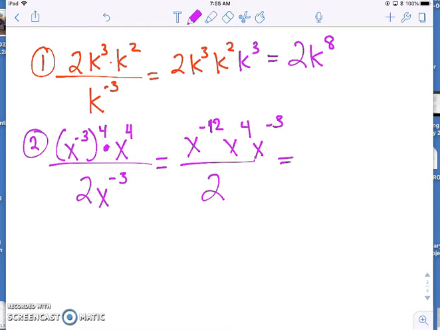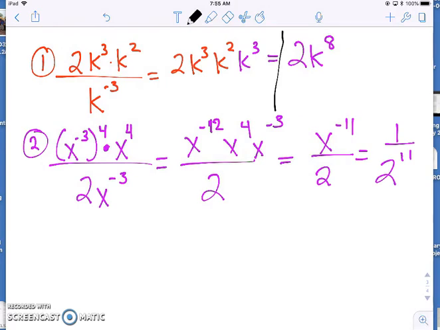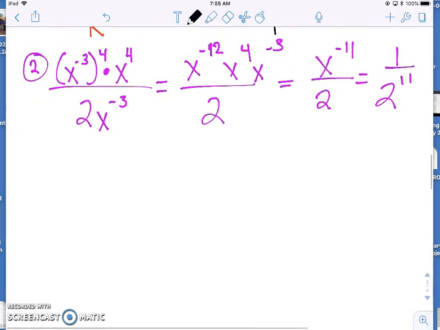Let's see if we add these together. Negative 12 plus 4 is negative 8, minus 3 is negative 11. So x to the negative 11 over 2, and then we need to flip that. So 1 over 2x to the 11th. Now, you could have done this a different way too. It is nice to get rid of the parentheses first.